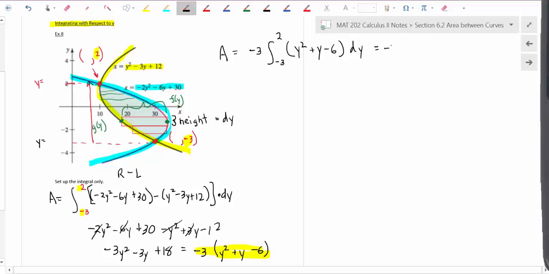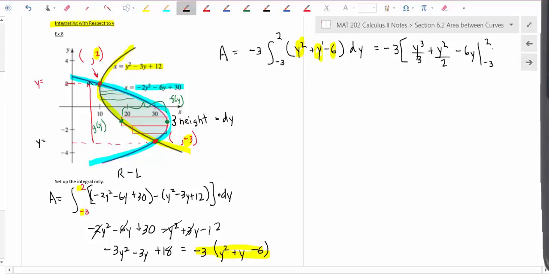So I'm going to have negative 3, and we can use the power rule for each of these parts. That's going to be y to the third over 3. The next one is y to the first, so you add 1 to the exponent, which gives y to the second over 2. And when you integrate a constant, that will be 6y. So that should be the antiderivative, and we're going to be integrating that from negative 3 to 2.